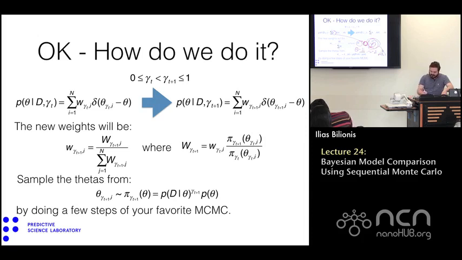So what I'm computing here, I'm starting from a particle approximation of this distribution, and then I'm increasing gamma t a little bit, to t plus 1, and I'm giving you a particle approximation of that. So I'm telling you how you can take a particle approximation here and perturb it to get a particle approximation for the next step.